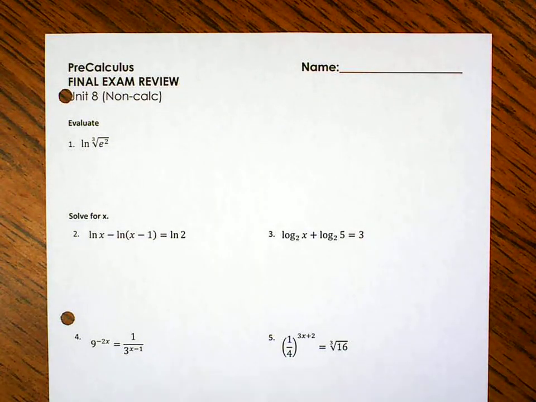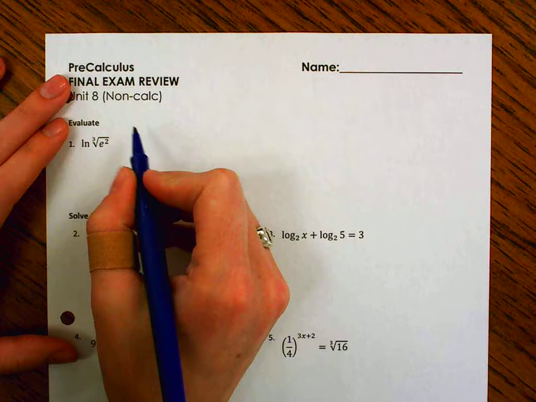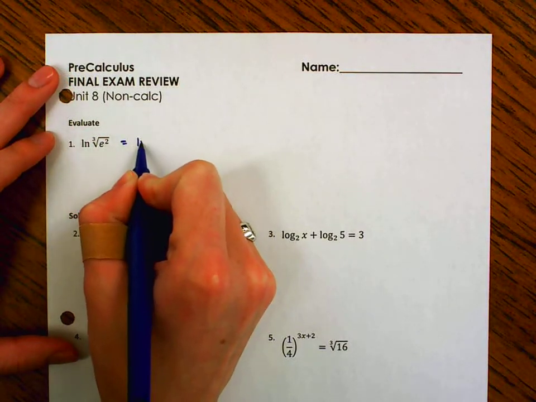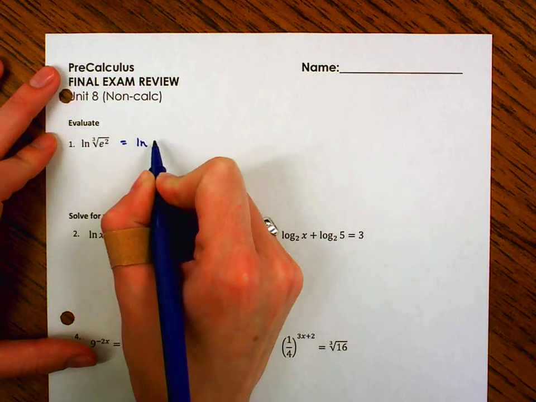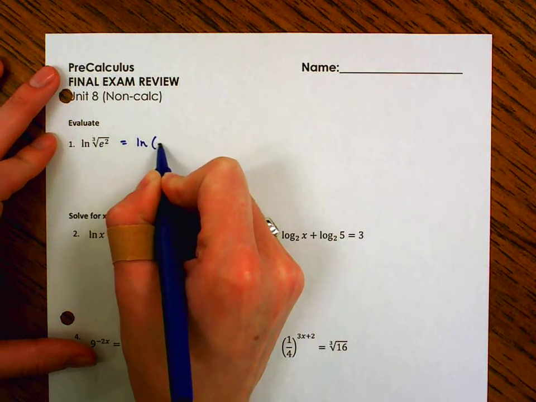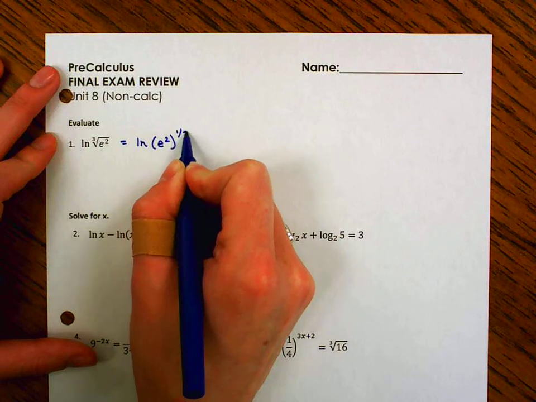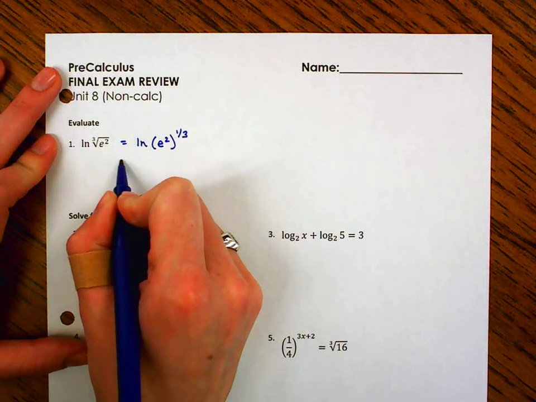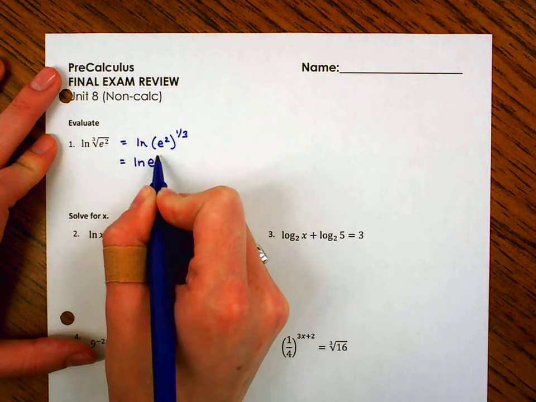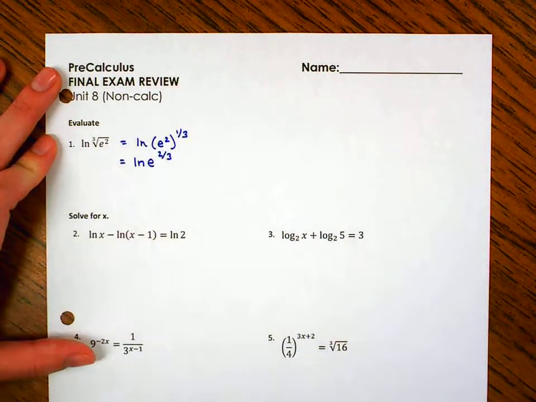So number 1 is asking us to evaluate the natural log of the cube root of e squared. Another thing to think about when we think of value is we're simplifying this. The first thing I notice is that this cube root, a root, is the same as a fractional exponent. So I'm going to rewrite this as e squared to the 1/3, because cube rooting is the same as raising it to the 1/3. Okay, well that's the same thing as ln of e to the 2/3.